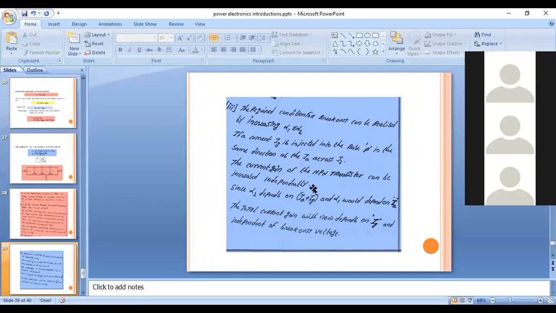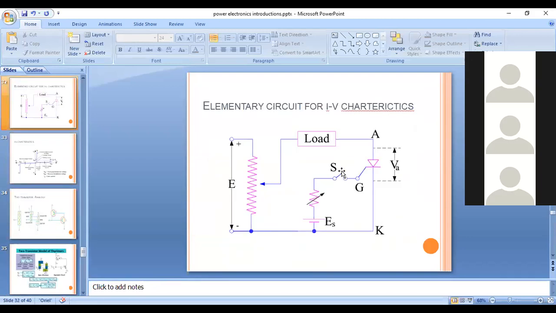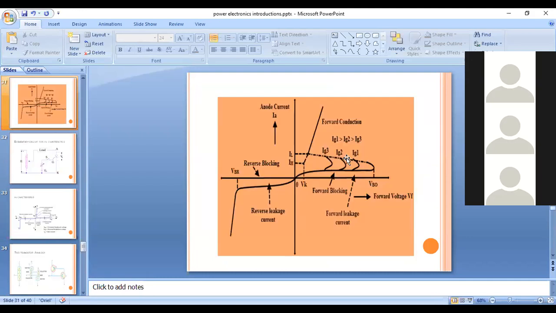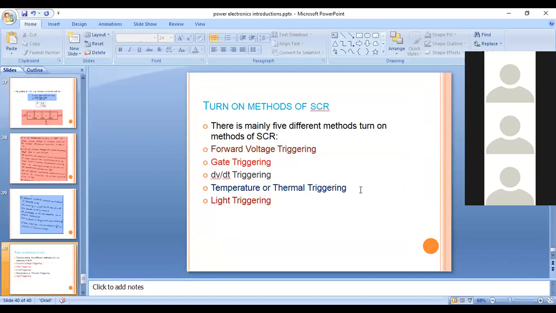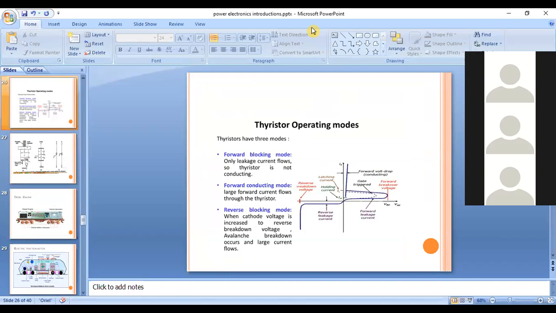In the next session, we will consider the turn on methods, as well as the turn off methods. I will provide the material by evening for the complete first unit and these PPTs. Please look into these PPTs, and if you have any doubt, you can ask me. So no doubts up to now. Then I am ending the session. In the next class, we will consider the turn off methods for the SCR.